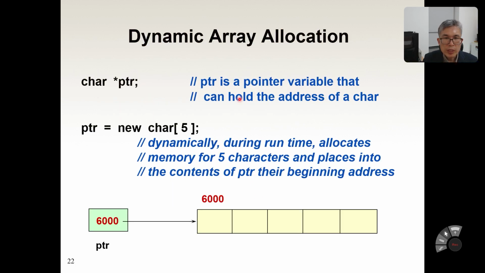Now, dynamic array allocation. Let's take a look. We declare a character pointer ptr. In that case, we can allocate the array dynamically like this: new character array of size 5, and this pointer variable points to it. The starting address of the first element is 6000. There are 5 elements, each containing a single character. This assignment means ptr gets the address of the 5-character array, so ptr points to this.